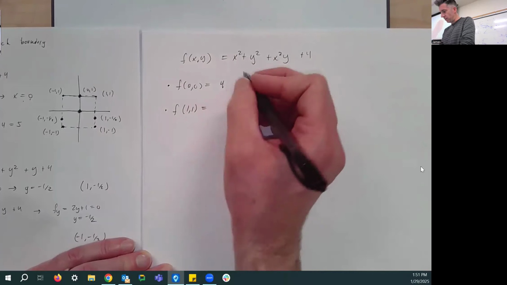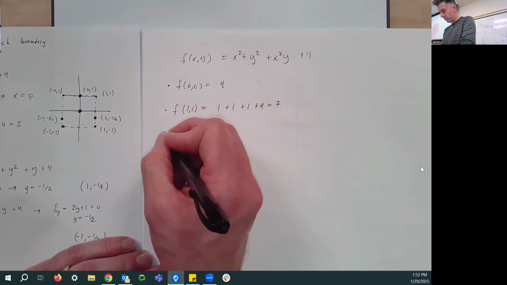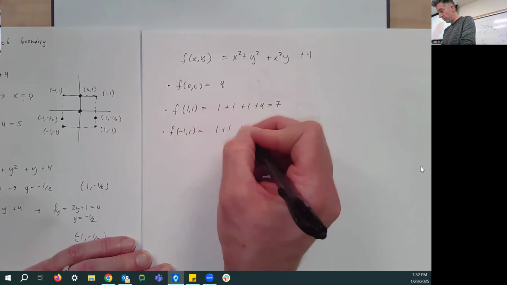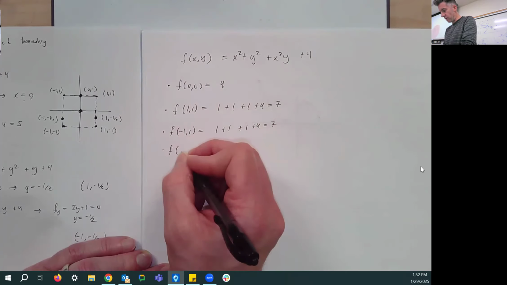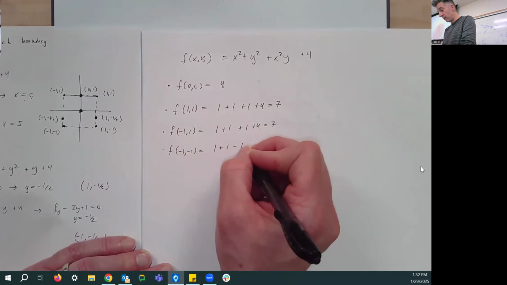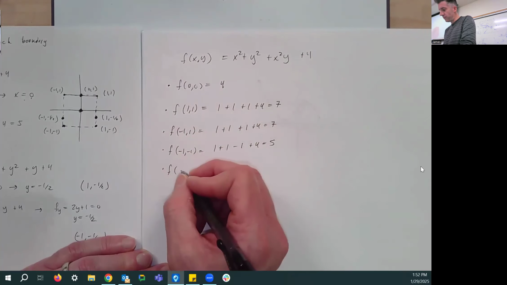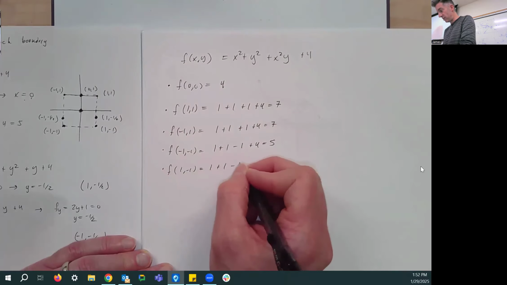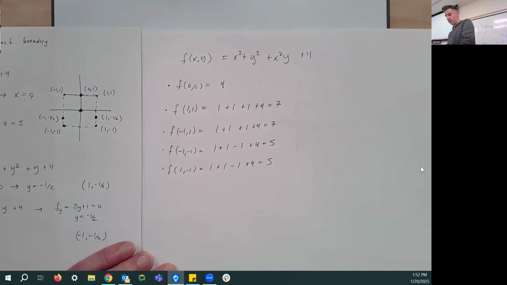f of 1, 1 is going to be 1 plus 1 plus 1 plus 4, which is 7. f of -1, 1 is going to be 1 plus 1 plus 1 plus 4, which is 7. f of -1, -1 is going to be 1 plus 1 minus 1 plus 4, which is 5. f of 1, -1 is going to be the same, 1 plus 1 minus 1 plus 4, which is 5. Those are the easy ones. Now for the slightly harder ones with some fractions.